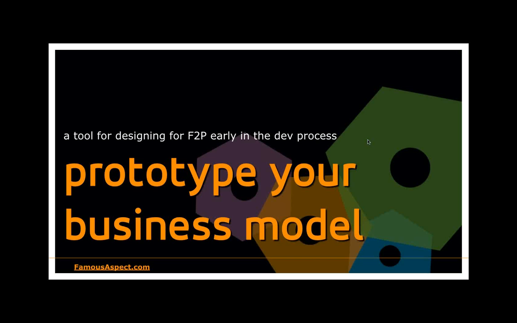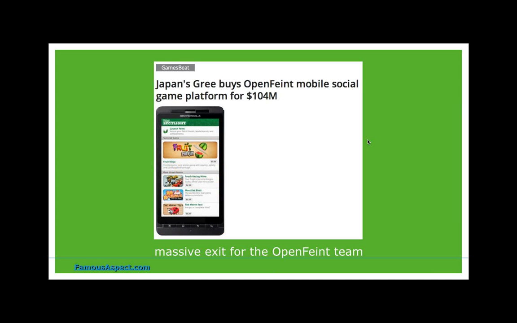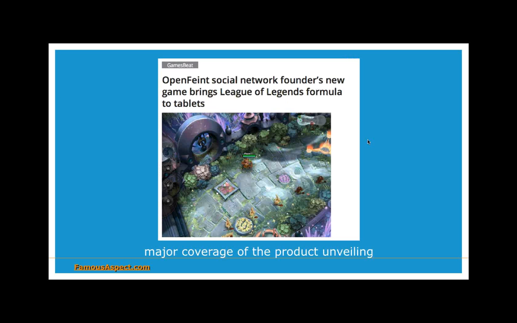So let me start with a quick story about a game called Fates Forever, which I think from the headlines resembles a pretty big success story, right? So it starts with the founders of Hammer and Chisel. Before Hammer and Chisel, they made a platform called OpenFate, and they sold it to Gree for $104 million. So it's a massive exit for the team. So already they're starting from success.